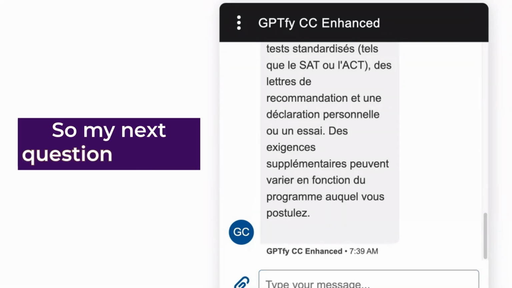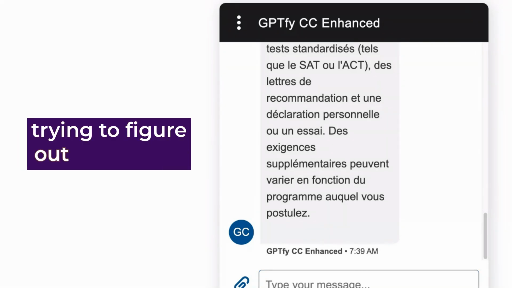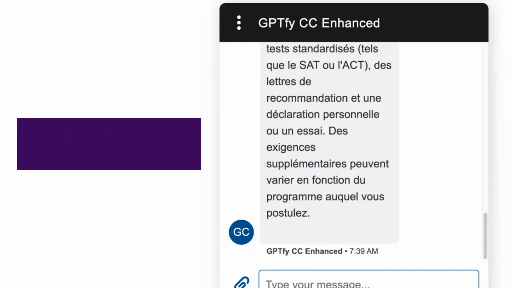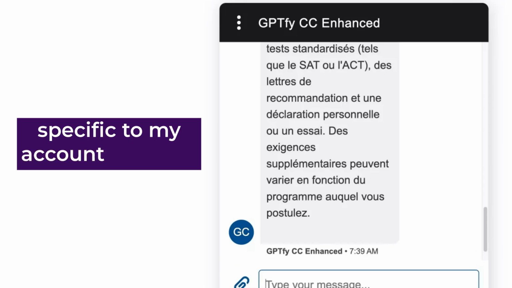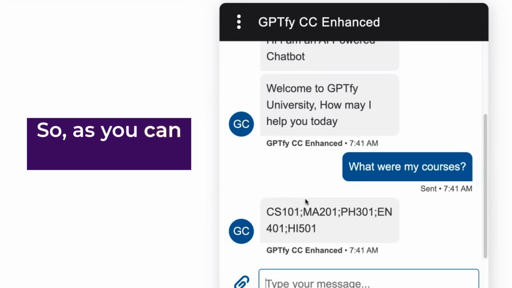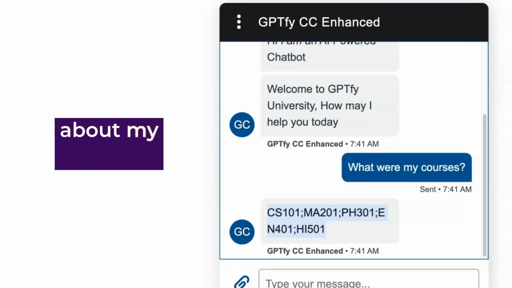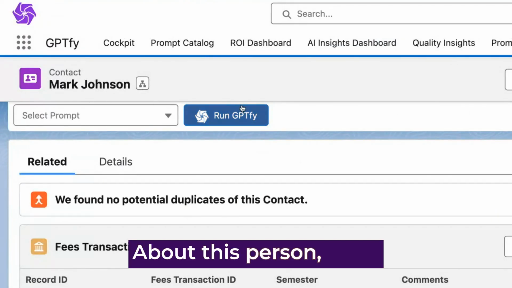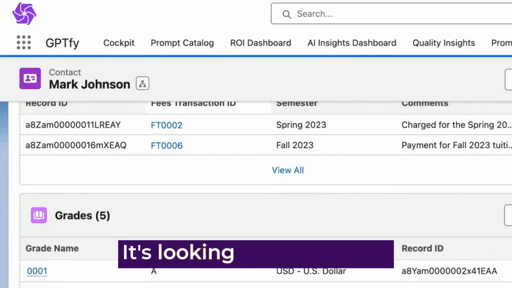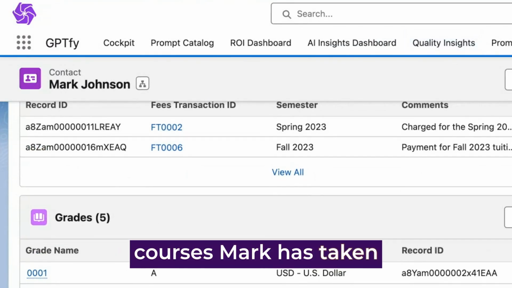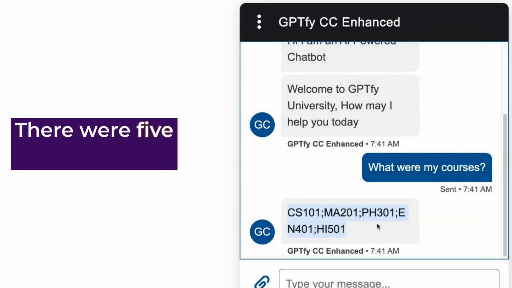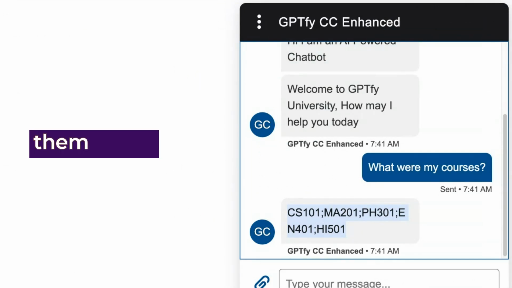So my next question is really trying to figure out if I can get answers from it which are specific to my account. And let's see if that works. So as you can see, this is now starting to pull information about my particular account, about this person, Mark Johnson, who's logged in. It's looking at some of the courses Mark has taken, and you're starting to see them. There were 5 courses that Mark took, and you can see them here.